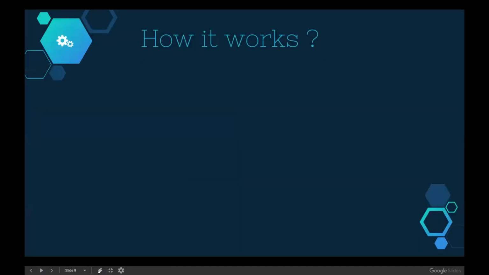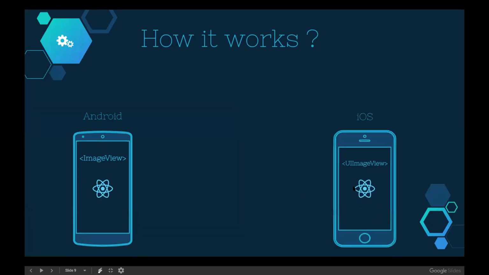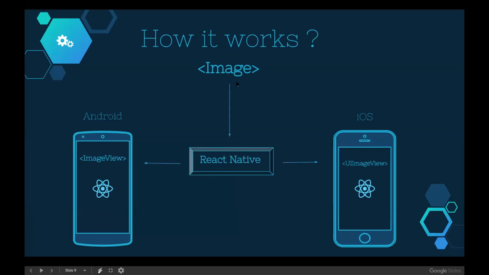So how does this work? To render an image on an Android device, we need to make use of the native ImageView from the Android SDK. And to get an image on iOS, we need to make use of UIImageView from the iOS UI toolkit. But when we use Image in our code, React Native takes the Image component based on the targeted environment where it's supposed to run.